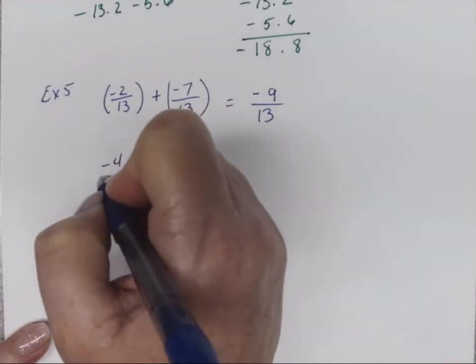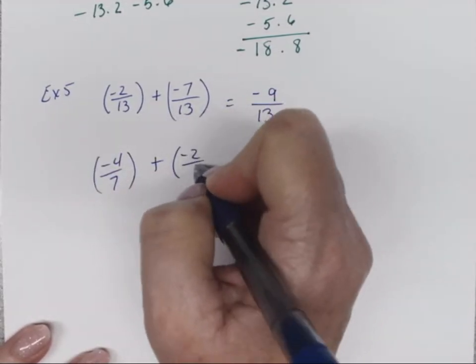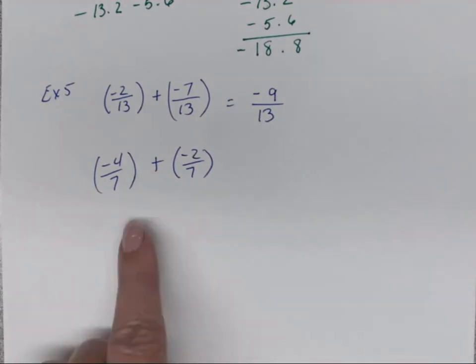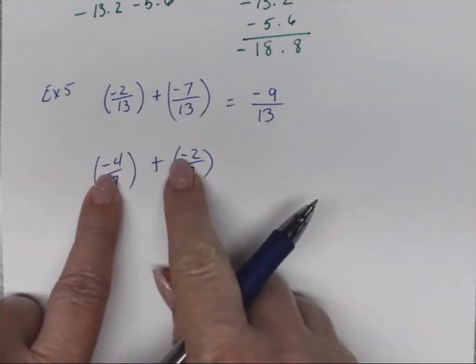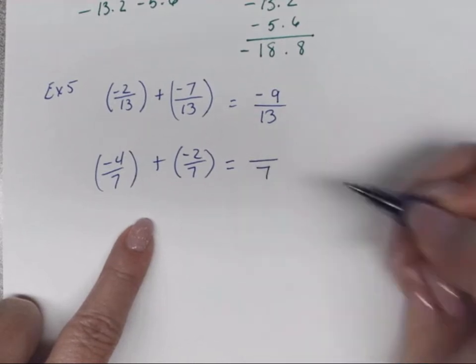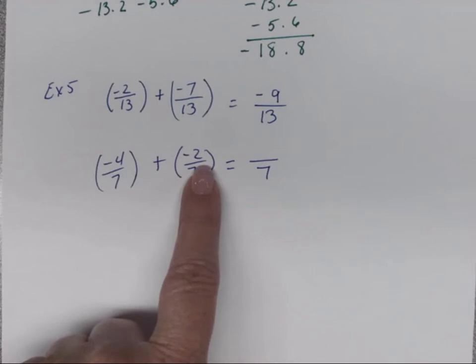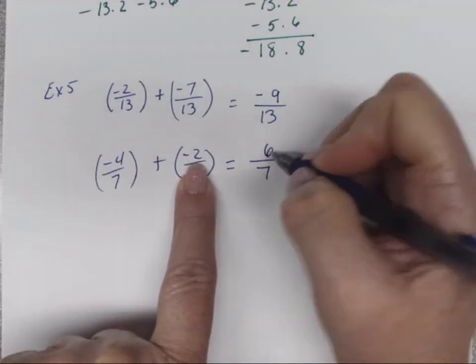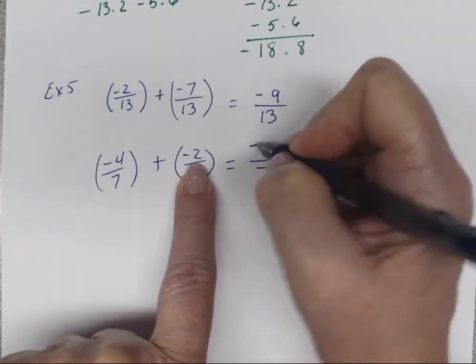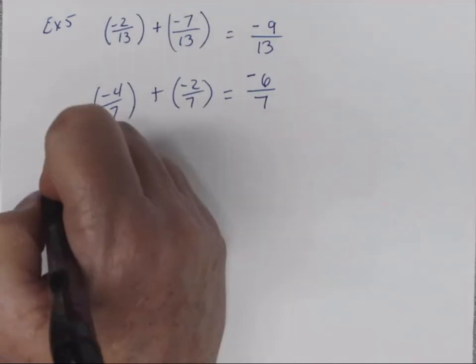All right, let's look at another one of these. So negative 4/7 plus negative 2/7. Again, they are the same sign, so we're going to add and keep the sign. The denominator stays the same. Negative 4 plus negative 2, same sign, so 4 plus 2 is 6, and then keep the sign. So negative 6/7.